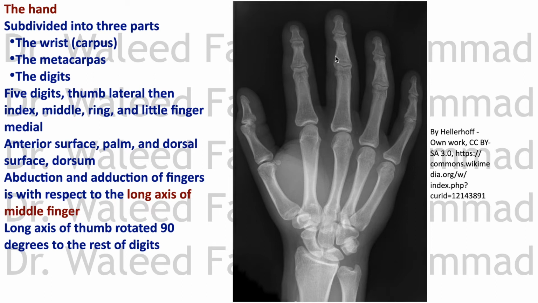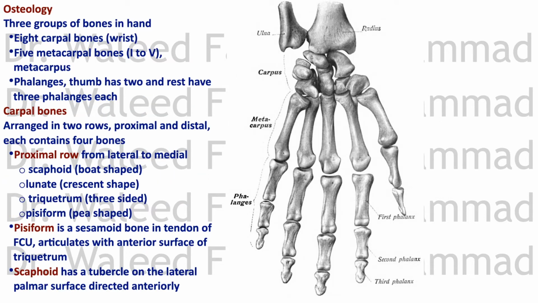The long axis of the thumb is rotated 90 degrees to the rest of the digits, okay, because of its position. The three groups of bones in the hand: we have 8 carpal bones, the wrist bones, 5 metacarpal bones, 1 to 5, and phalanges. The thumb has 2 phalanges and the rest have 3 phalanges. The phalanges are proximal, middle, and distal. Here are proximal and distal only.